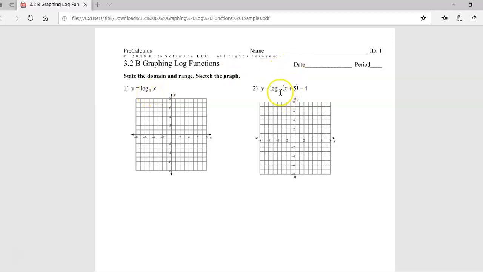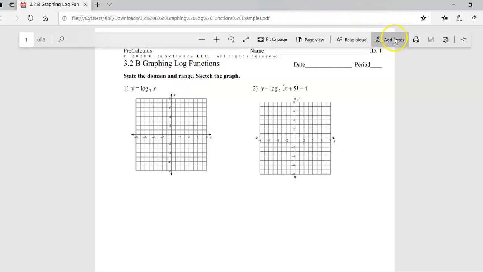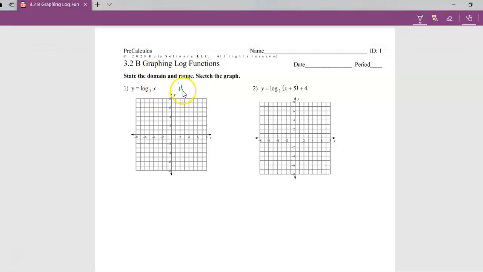Like on number 2, log base 2, this 2 is our base. The reason that is going to help us is because the inverse of this function is y equals 3 to the x power. And this is what we've already graphed.